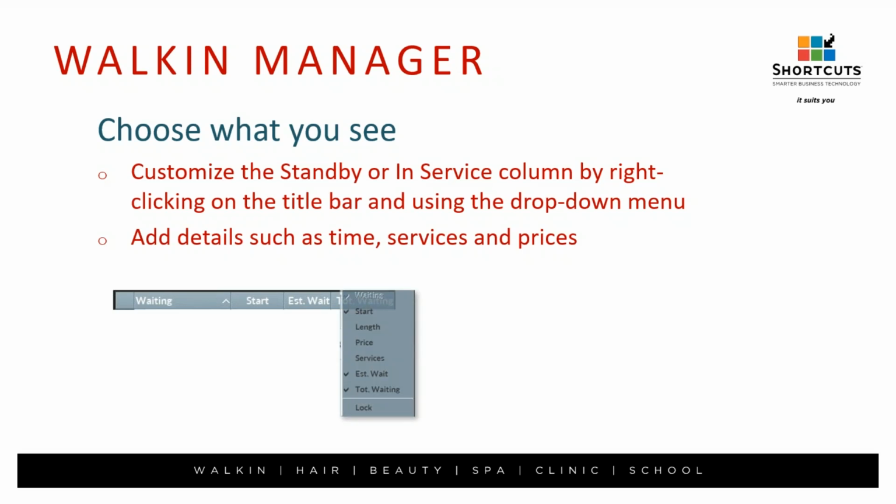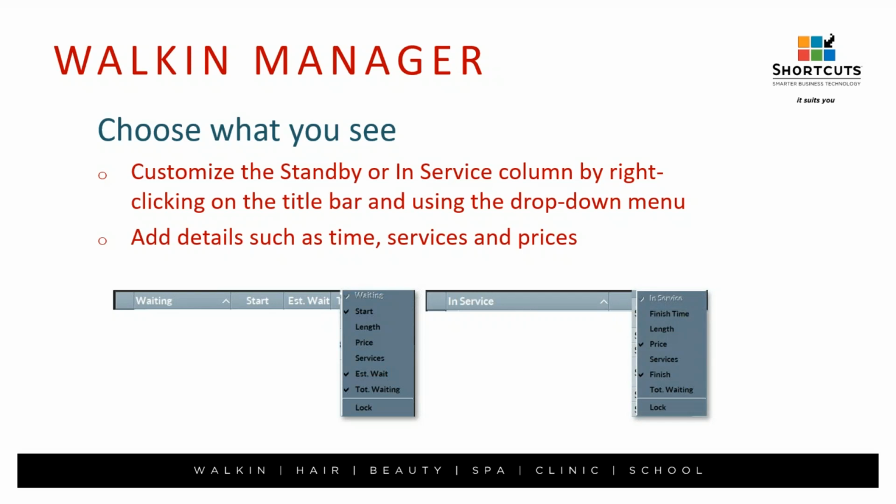So you do have the ability to customize what you see on the walk-in screen. Some locations like to keep things simple. The name of the customer, what their wait time is, and that's it. But if you'd like to see more details, when you're in the walk-in screen, if you right-click on the title bar where the words like waiting, start, estimated wait time are, you'll get a pop-up window that lets you choose what else you want to show. Do you want to see the price or the service that they selected? Or do you want to hide some of those features?